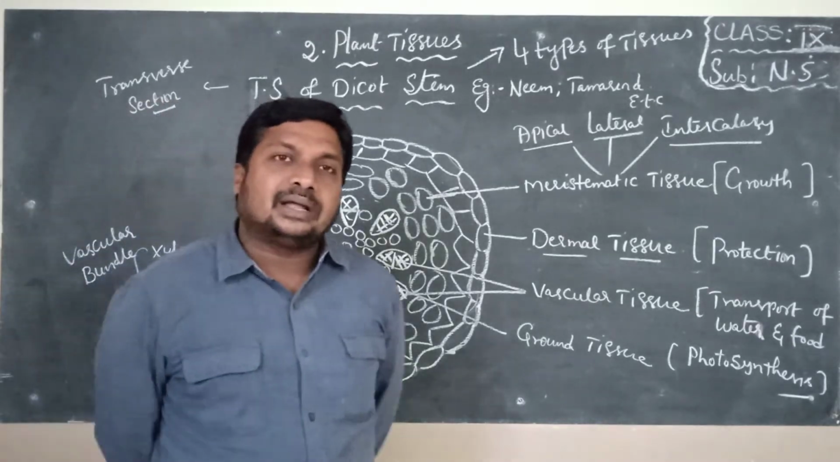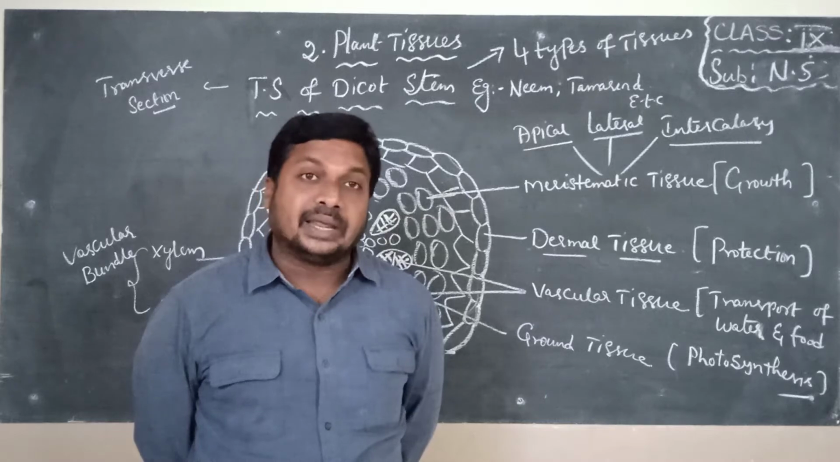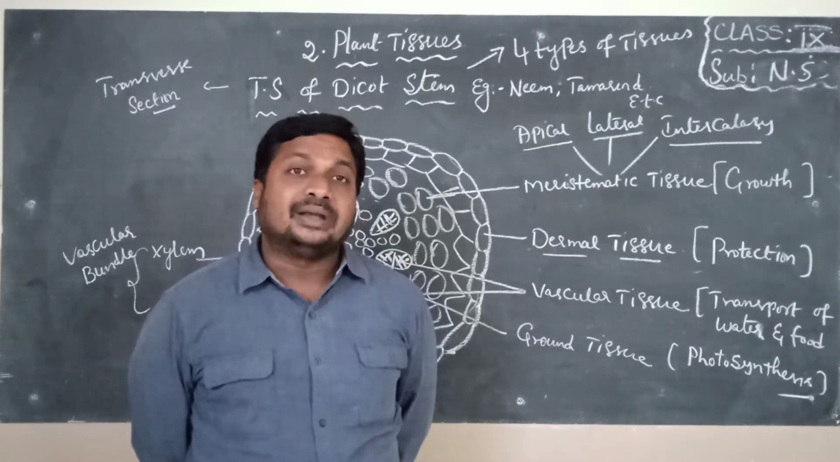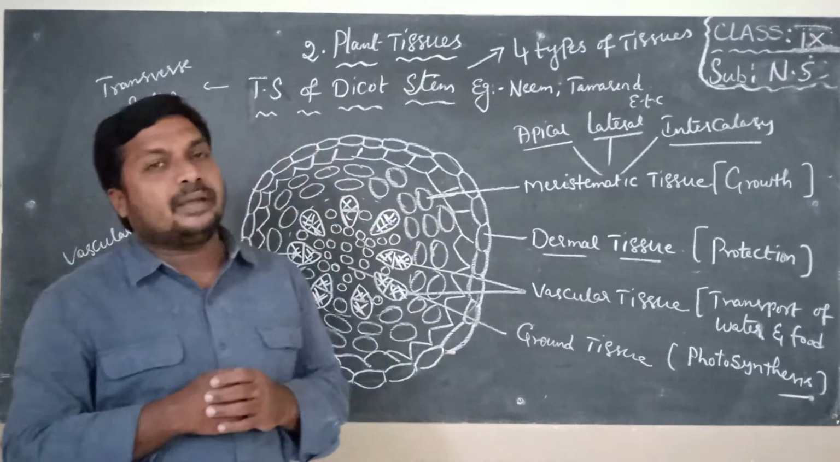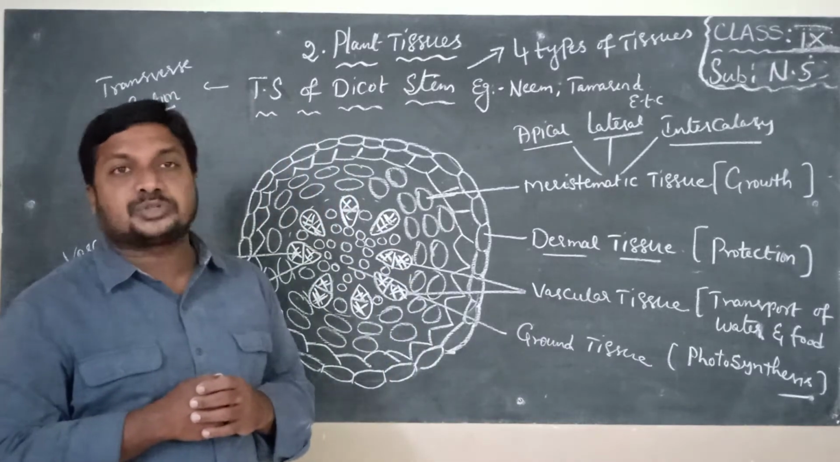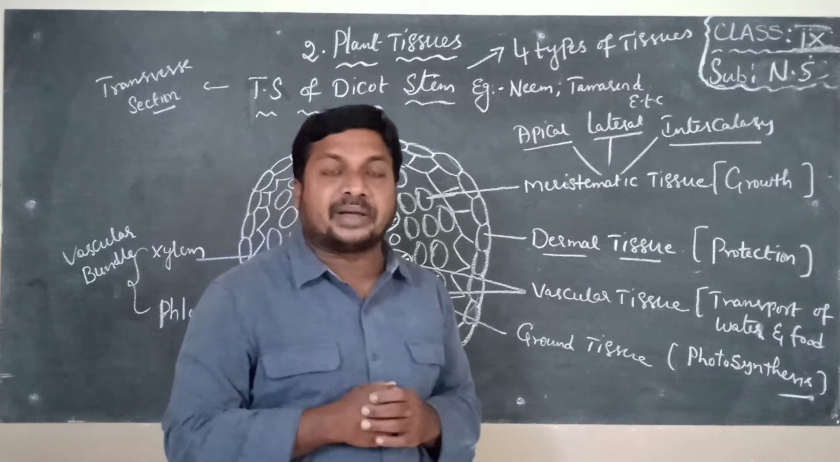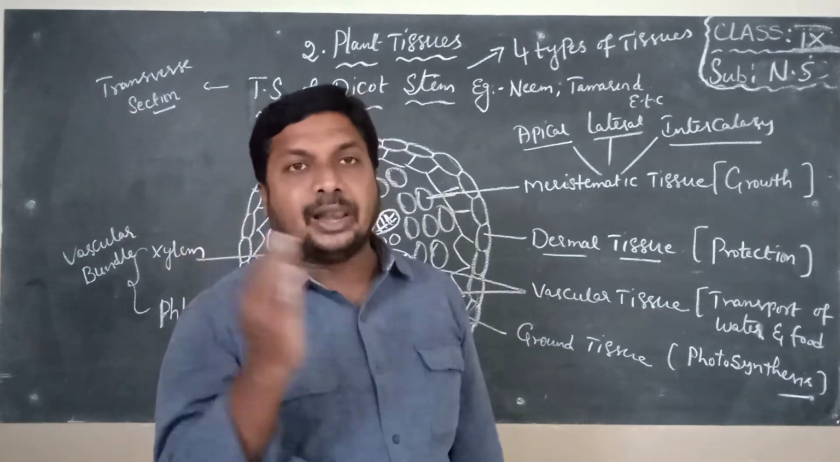What is meant by bark? In big trees like neem, tamarind or banyan tree, dermal tissue forms several layers above the epidermis. So this is called bark. Bark is impervious to gases and liquids. Why is bark impervious? Impervious means it does not allow.